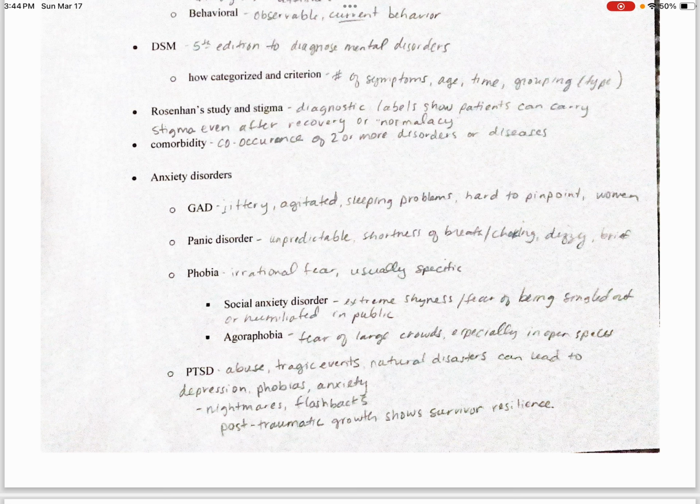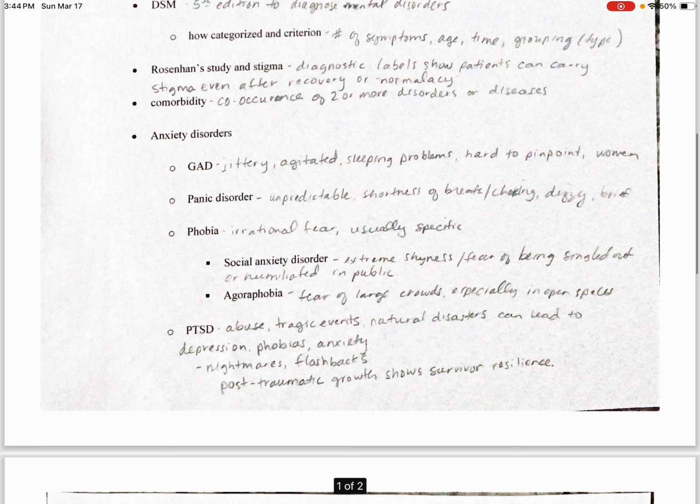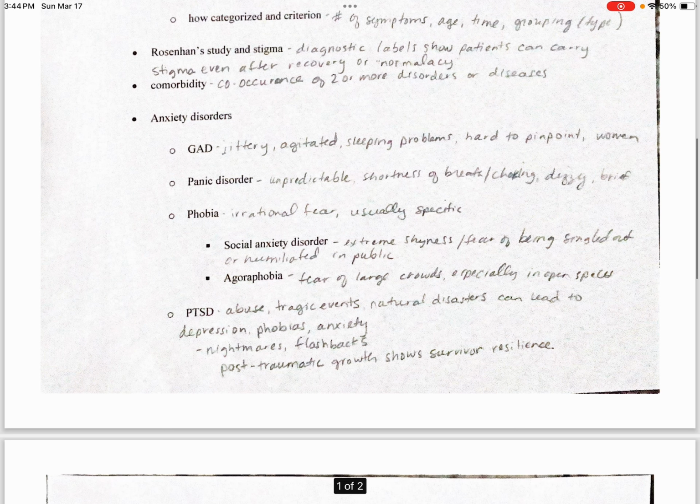Phobias. Phobias are an irrational fear, but typically they are specific phobias. If we're talking about just a general anxiety or fear of something, it's more generalized anxiety. And so typically phobias are something specific, like a fear of an animal or a natural disaster or a storm or something like that. Heights or enclosed spaces, these are all common phobias.